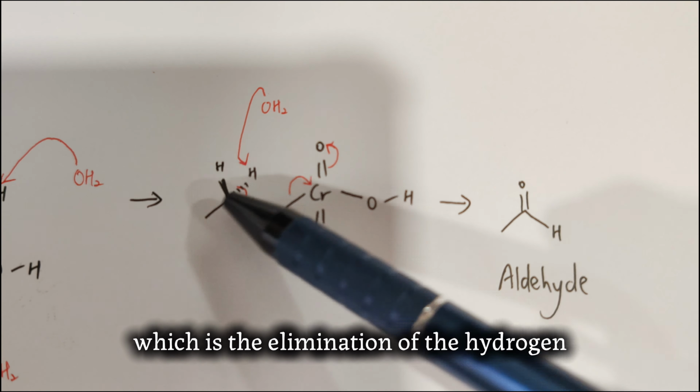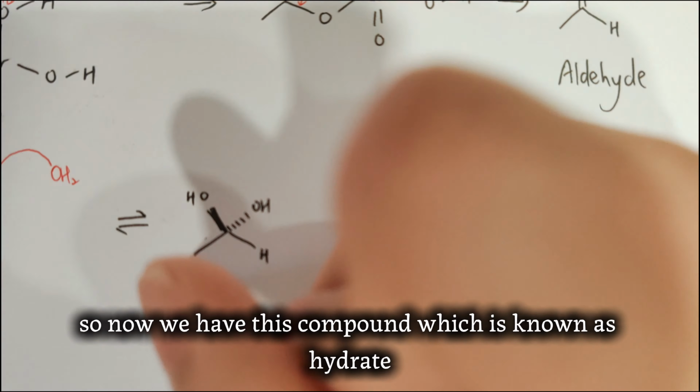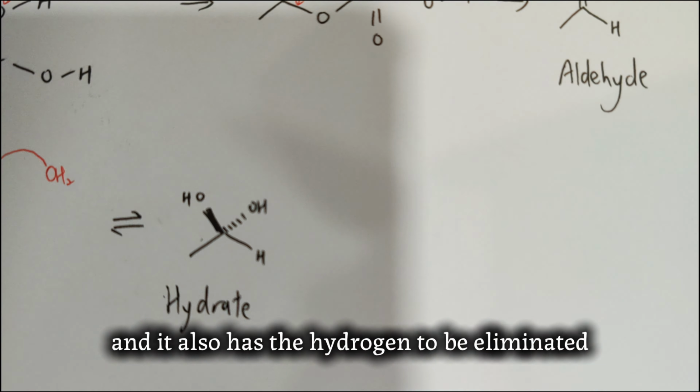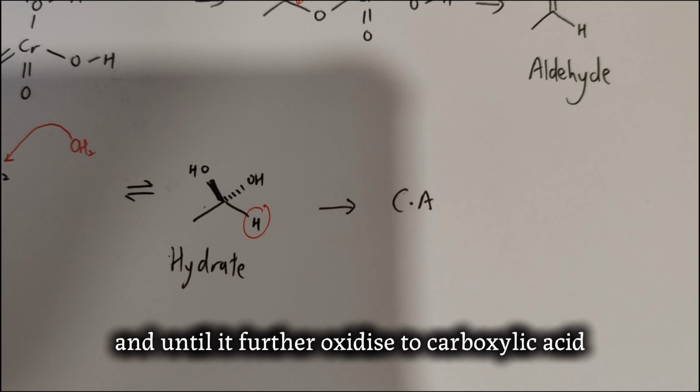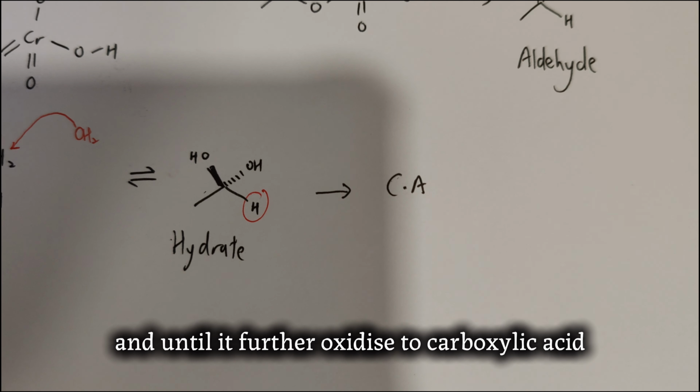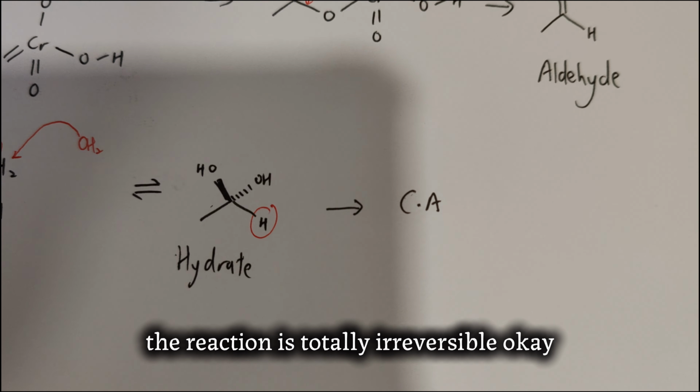So now we have this compound which is known as hydrate, and it also has the hydrogen to be eliminated, so it actually can be further oxidized into carboxylic acid. This is why it can undergo further oxidation, because it has this hydrogen. And if you look through the whole process, it is actually reversible up until it is further oxidized to carboxylic acid. Until it is further oxidized to carboxylic acid, the reaction is totally irreversible.